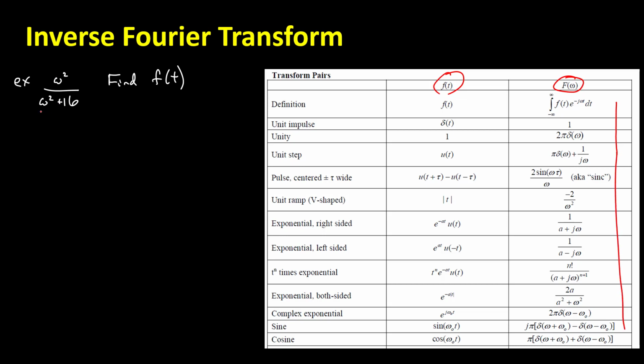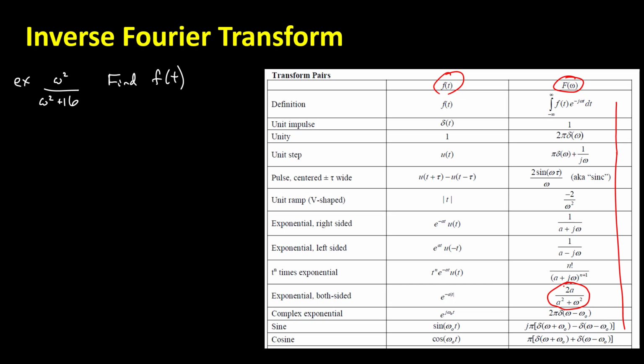But we can find ones that look like this, omega squared plus a number. Here's an omega squared on the bottom. Oh, this looks perfect. Omega squared plus a number, but there's no omega on top. So this is the one we're going to try to use.